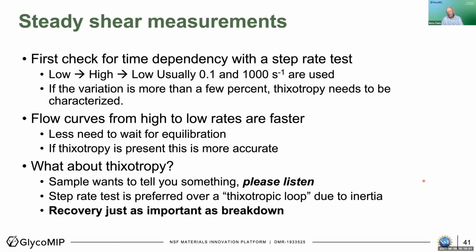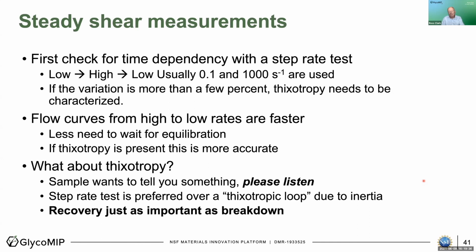So steady shear measurements. We need to know, is our sample thixotropic? Does it change with the amount of time that we shear it? So I like a step rate test. I go from a low rate to a high rate and back to a low rate. And I usually go 0.1, 1,000, 0.1 reciprocal seconds. If that variation on that second 0.1 test is more than a few percent, you need to characterize thixotropy. And that's an important aspect of samples. It's actually a very valuable property of many thickeners.